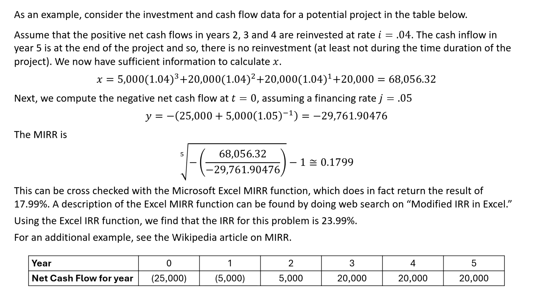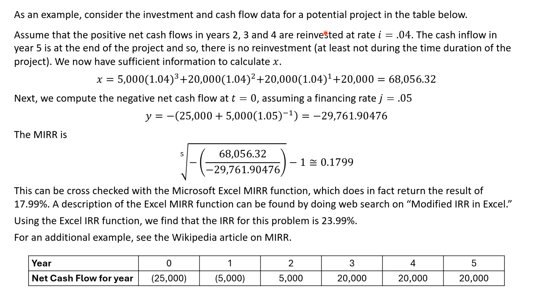On this slide, I have an example of the computation of an MIRR function for a project. At the bottom here, I have the net cash flows for the project. The initial investment is $25,000. The first year, the net cash flow is negative, and then it's positive for the next 4 years. So we compute X, shown here. We have this 5,000 here that compounds for 3 years, right? This year, and this year.